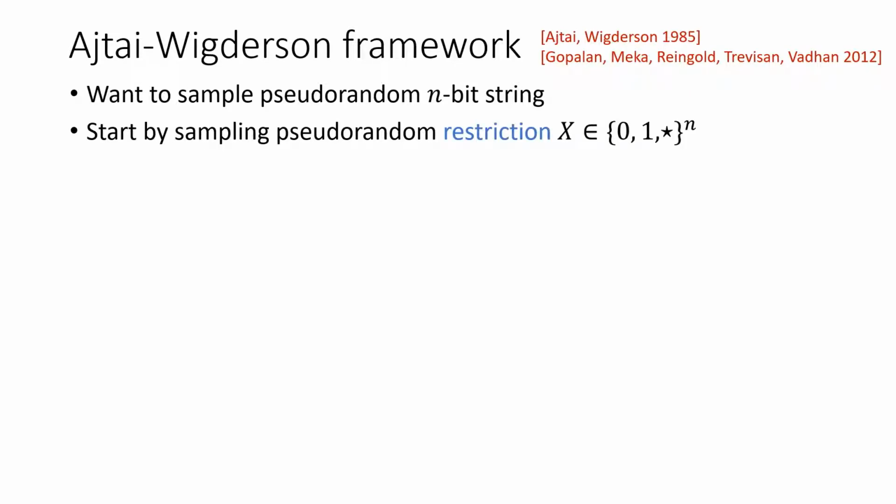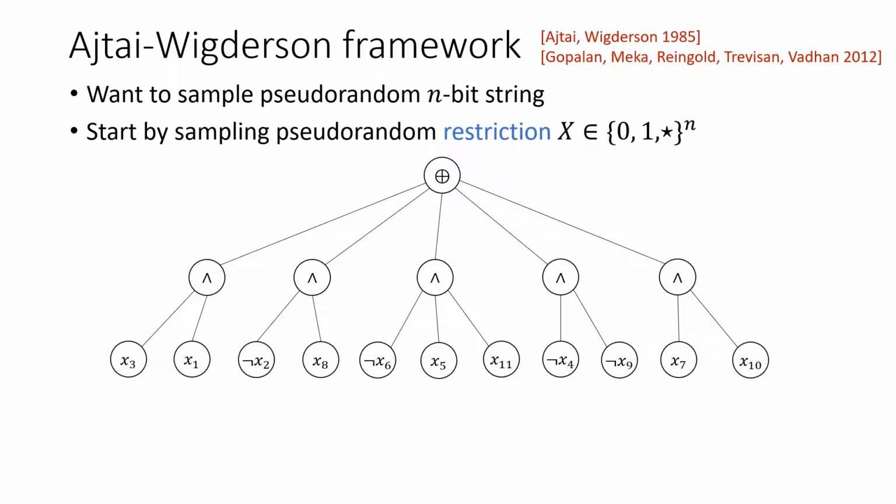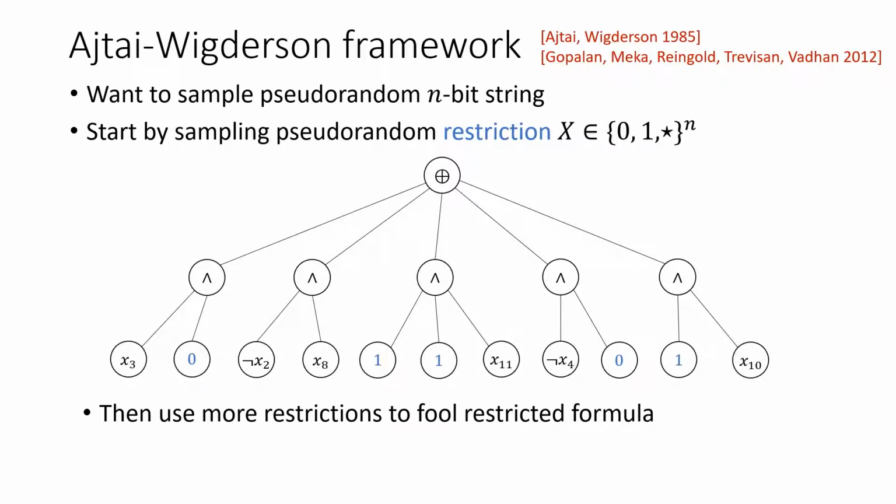We begin by sampling a pseudorandom restriction, which is a string over the three-symbol alphabet 0, 1, star. Intuitively, if some coordinate is star, that means the coordinate has not yet been assigned a value. To put it another way, we're pseudorandomly assigning values to a pseudorandomly chosen subset of the variables. Then, we'll sample more and more restrictions to assign values to more and more coordinates.